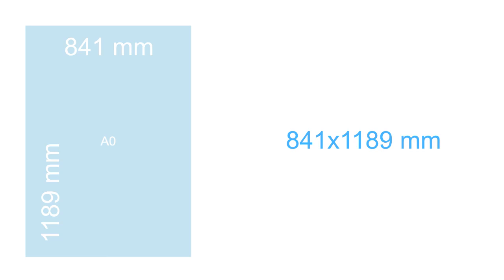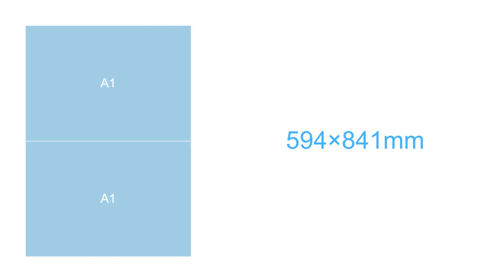An A0 paper has a surface area of 1 square meter, which is quite a big sheet of paper and is mainly used for technical drawing. If we cut an A0 paper in half midway along its longer side, we get two A1 size papers, which has a dimension of 594 by 841 mm. This is also quite a large sheet of paper and is used mainly for technical drawings, maps, posters, etc.